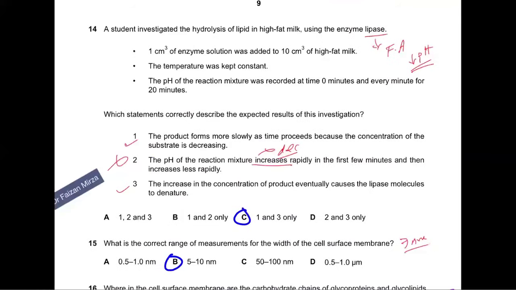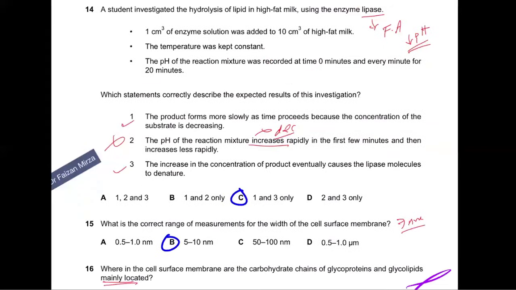A student investigated the hydrolysis of lipid in high-fat milk using lipase enzyme. So one thing to keep in mind is that whenever lipase is acting on lipids, it always results in the formation of fatty acids. And fatty acids will reduce the pH. They will make the pH more acidic. The temperature was kept constant. The pH of the reaction mixture was recorded at 0 minutes and at every interval for 20 minutes. So the pH must keep on decreasing. As the fatty acid increases, the pH will keep on decreasing and become more and more acidic.